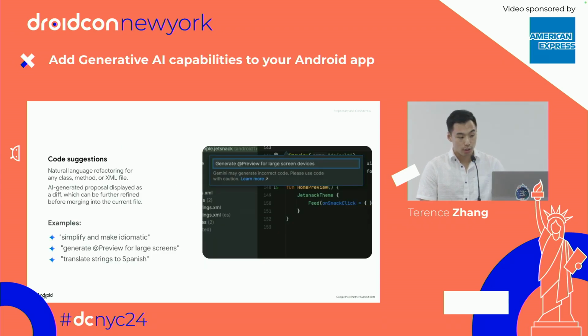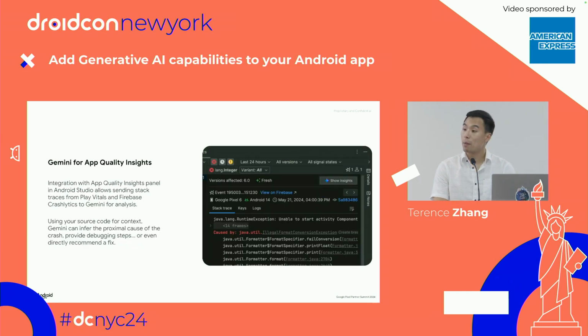Another thing that it can do is code suggestions. So natural language refactoring for any class, method, or XML file. So some examples are simplify, or generate a preview for large screens, or translate these strings to Spanish. And that's all in this generate option that's new to Gemini in Android Studio.